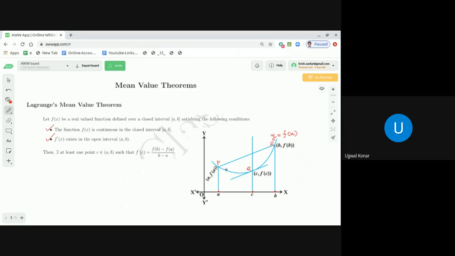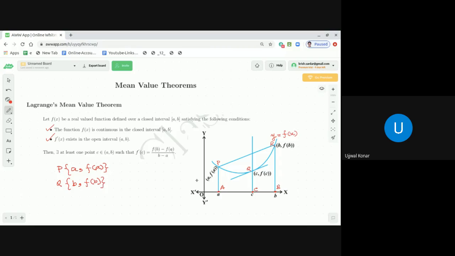As you see, what is the coordinate of the point P? Let us also define this point as capital A, this point as capital B, and this point as capital C. The coordinate of the point P, dear students, is A, comma, f(A). That is the coordinate of the point P. Correct? In a similar manner, the coordinate of the point Q is B, comma, f(B).